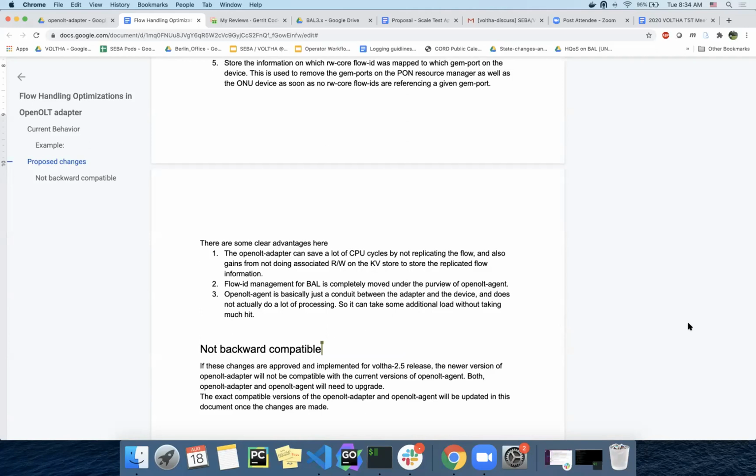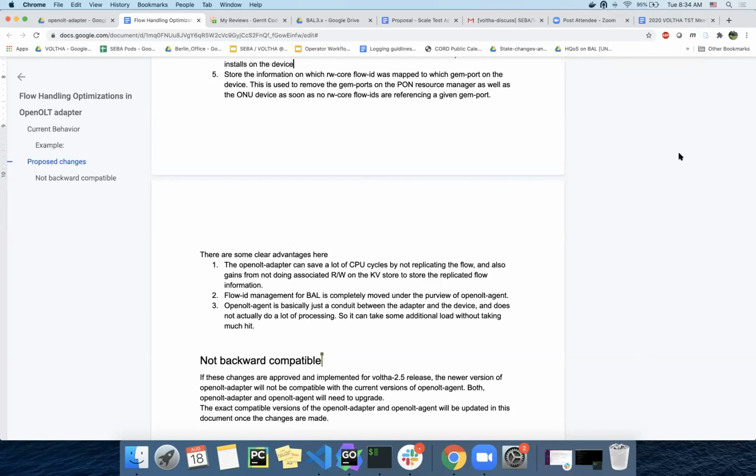Yes, you're right. We need to make a separate major release for OpenOLT adapter and agent, but I think these changes are also coming in time for the 2.5 release. So I think the code freeze is happening September 10th? Yeah, I understood. It is an administrative issue. It's not a technical issue. It's just more for Saurabh.